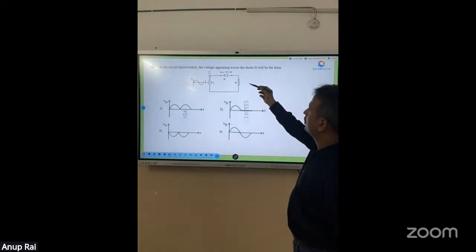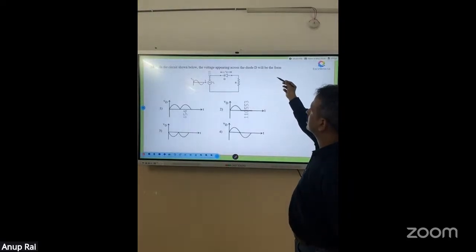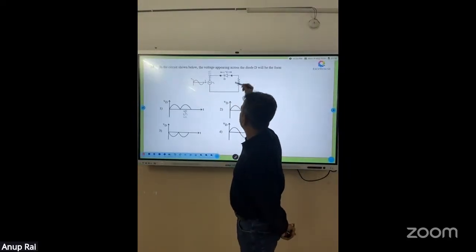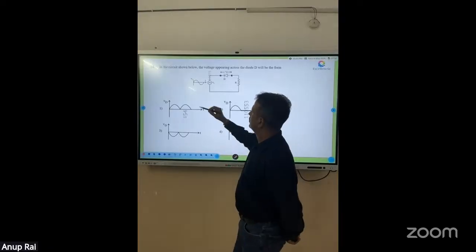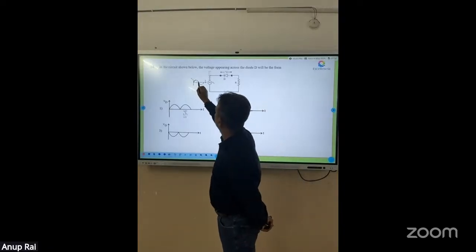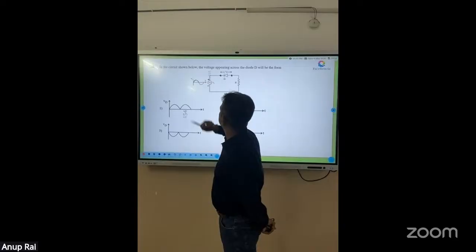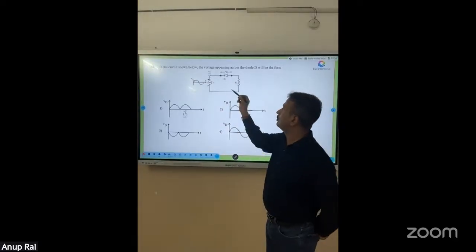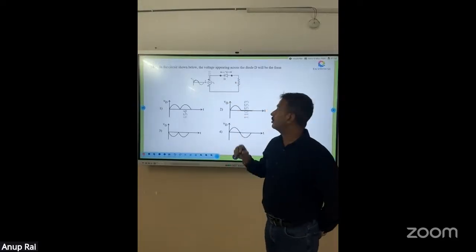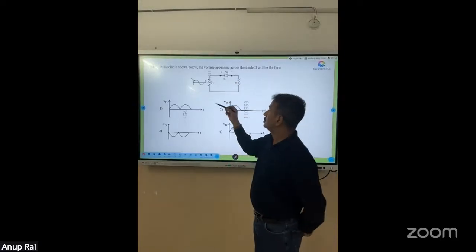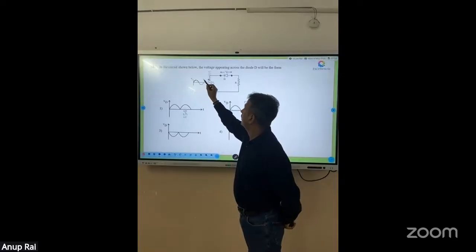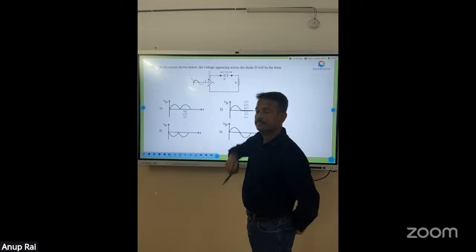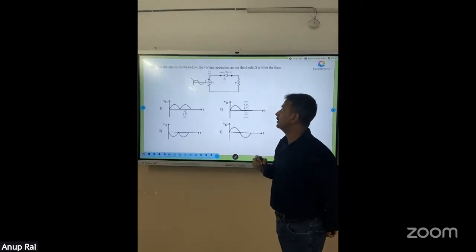In the circuit shown below, the voltage appearing across the diode D. Look, here we need to get the voltage, not across the resistor. So in the first half loop, this is going to be the positive and this is going to be the negative. This diode is going to be in reverse bias, and we know that in reverse bias, the diode offers infinite resistance. So the total potential, whatever you are applying, you are going to observe across the diode in that case when the resistance is infinite.